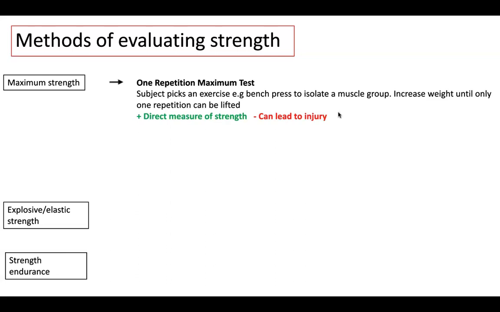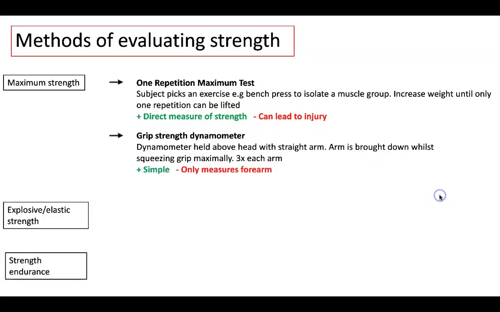And good technique is essential. That's a disadvantage as well. So that's our maximum strength, one of the ways we test maximum strength. The second way we do it is the grip strength dynamometer. Okay, so a dynamometer held above head with a straight arm. Arm is brought down whilst squeezing the grip of the dynamometer, and you do it 3 times on each arm. I will show you one of these in lesson, what it looks like so you can understand.